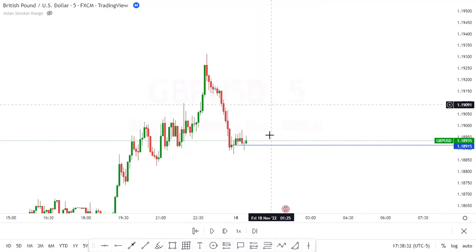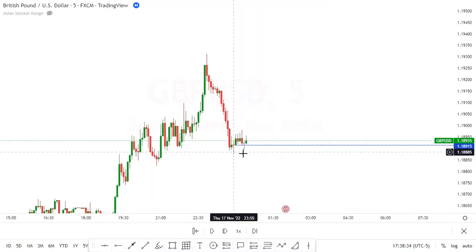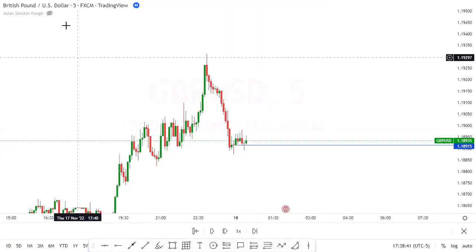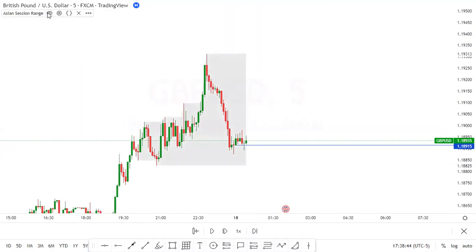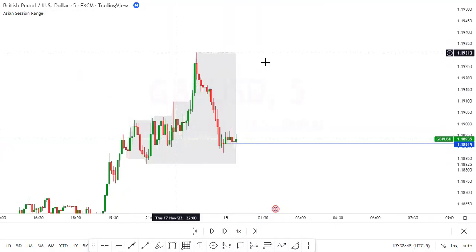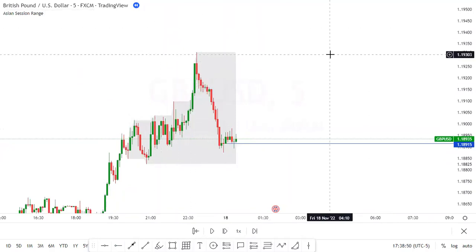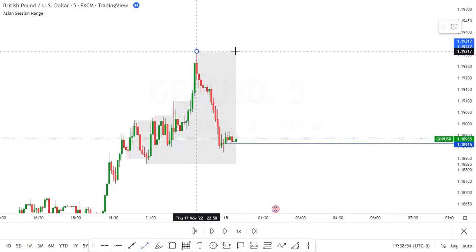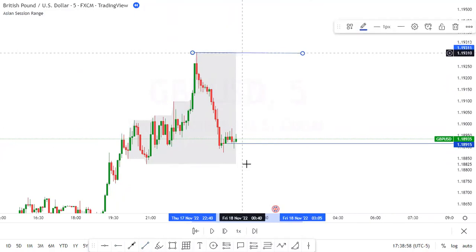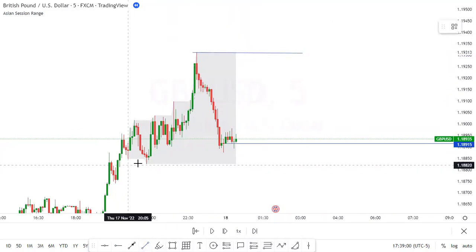After I draw the New York Midnight Open, I have to know the Asian range high and the Asian range low. I usually just use this indicator, the Asian session range. It shows me the Asian range high and the Asian range low. Right here you can see this is the Asian range high, and this one is the Asian range low.